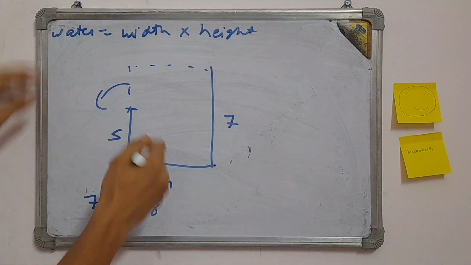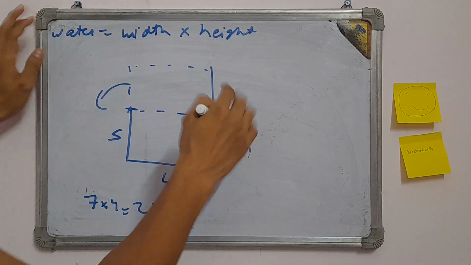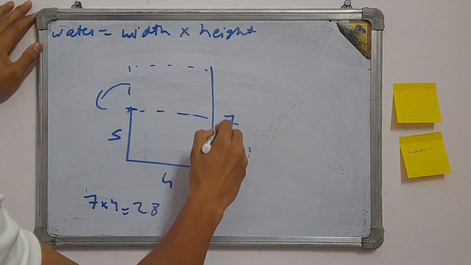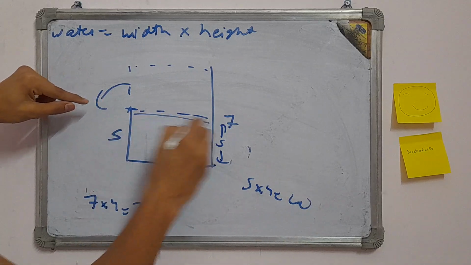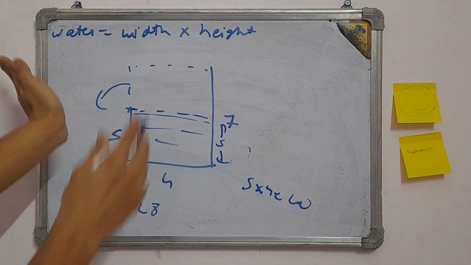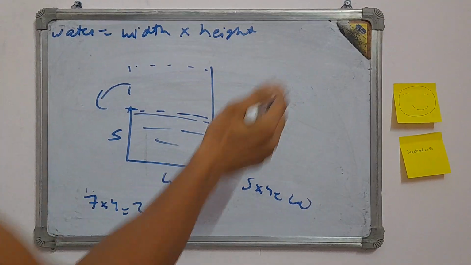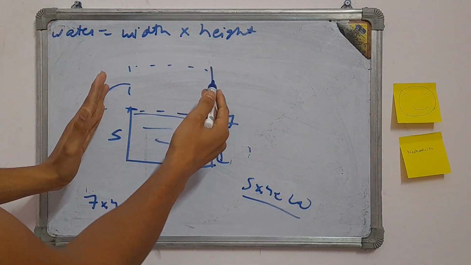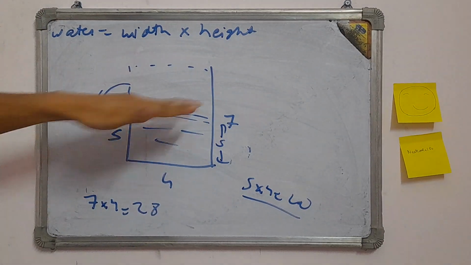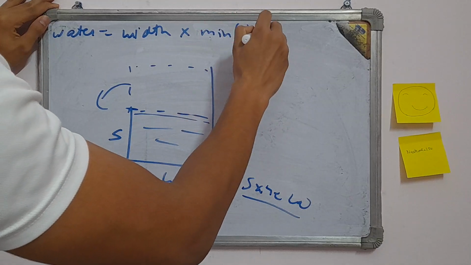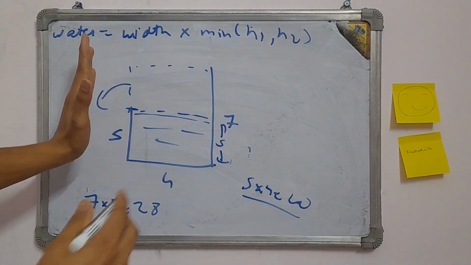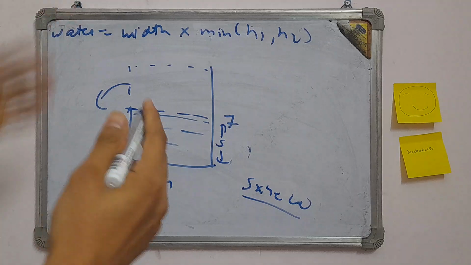But if we take 5 instead, since 7 is bigger than 5, we only take the 5 part of it. So we get 5 into 4 equal to 20. If we fill water this way, then the water will not fall in this direction and will not fall this way as well. So that means if any two walls are given, the formula is the width into the minimum height of the two. So we change the formula here. We get the minimum of h1 and h2, where h1 is one wall and h2 is another wall. Whichever is smaller will be the limiting factor.